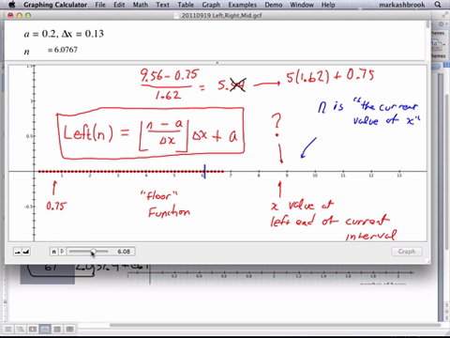6.07. Oh, we have dissension. Let's see, how many people got 6.05? How many got 6.07? Yeah, so something's wrong. Adelaide, you got it? Okay, cool.